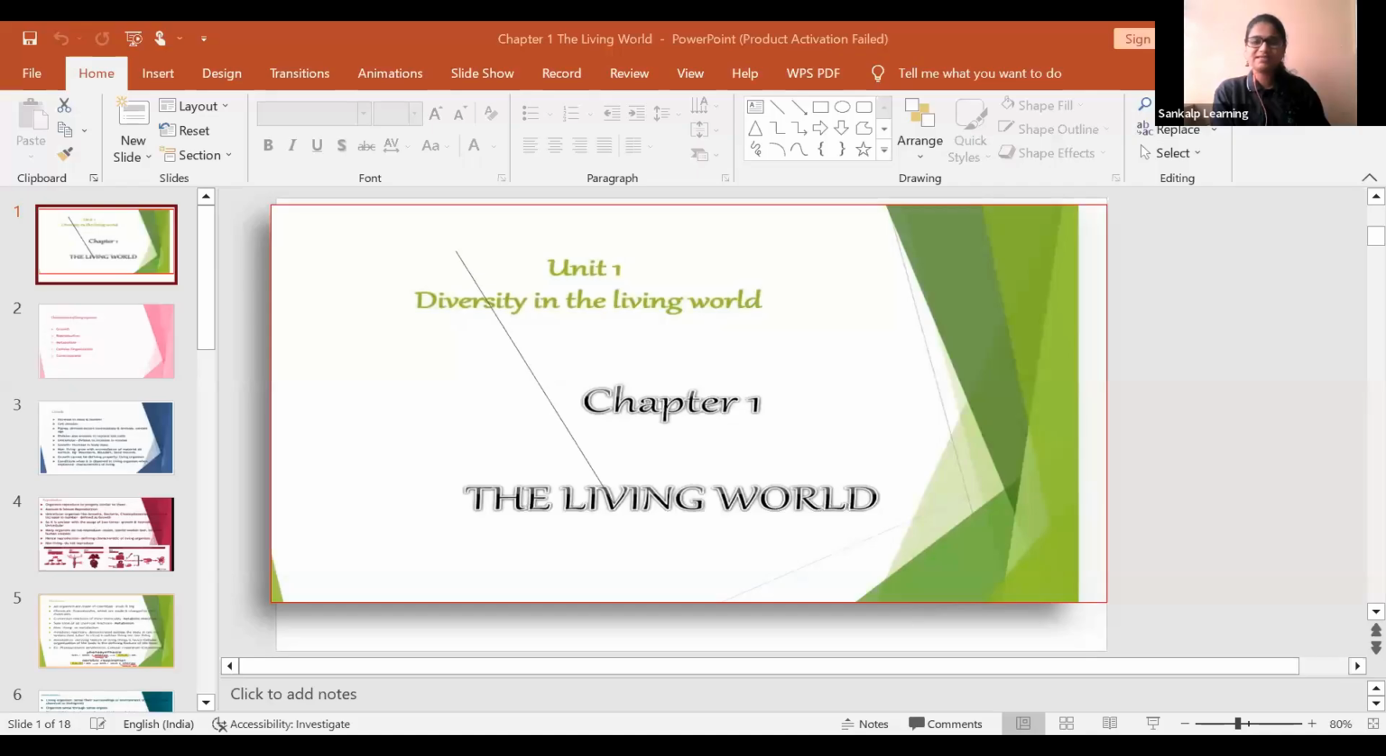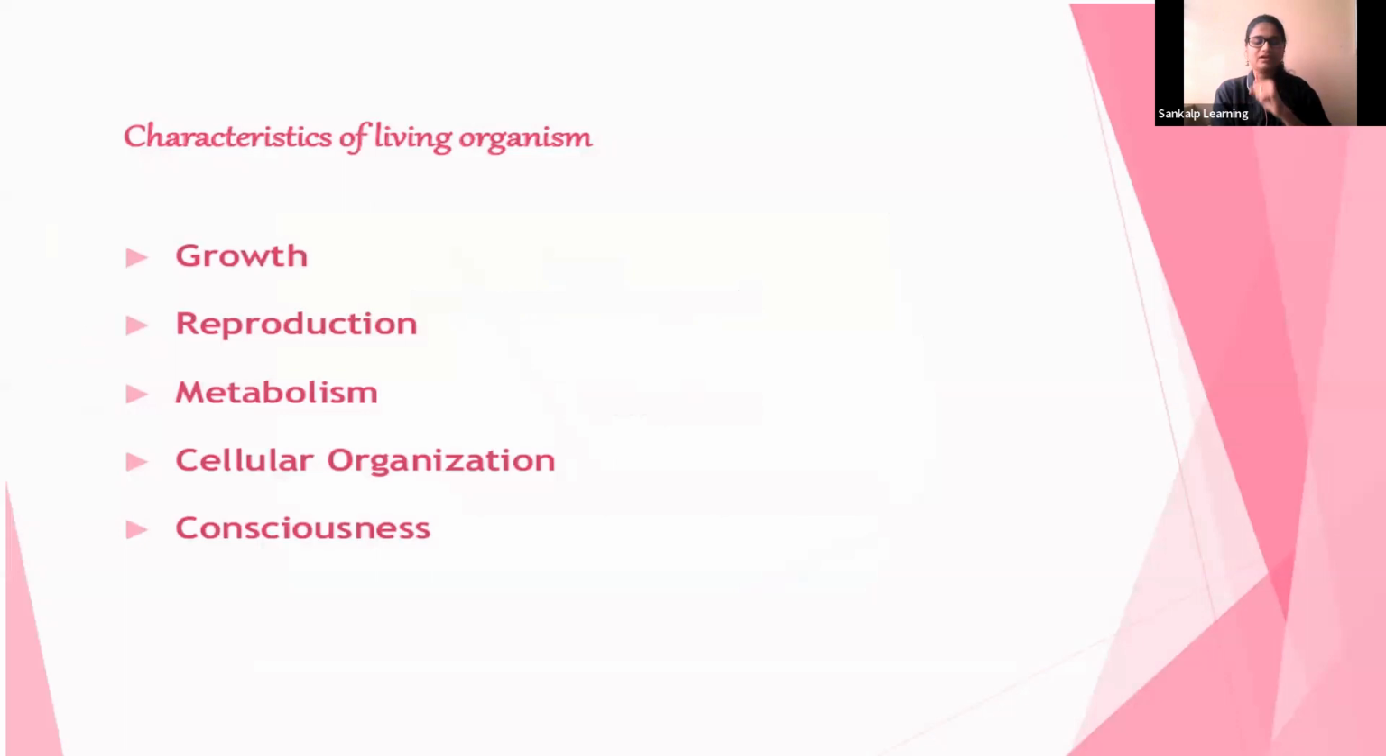In this concept, guys, first we are going to focus on the characteristics of living organisms, that is growth, reproduction, metabolism, cellular organization and consciousness. These are all the characteristics which define anything as a living being. No doubt you can see growth in non-living things also, like mountains. The height of the mountains will vary depending on the season. Even though it is a non-living thing, you are observing growth there.